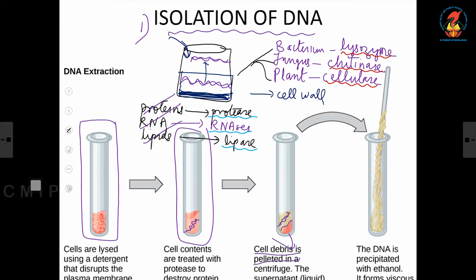All the ruptured structures are settled. Now we need the DNA to be precipitated. This is very important. We have to pour chilled ethanol. See, through the sides we pour chilled ethanol. When we pour chilled ethanol, what happens?